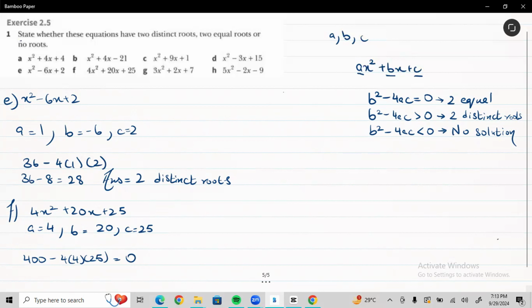And again, when we get our answer equal to 0, we are going to get two equal roots. Answer is equal to two equal roots. And that's it for part F.